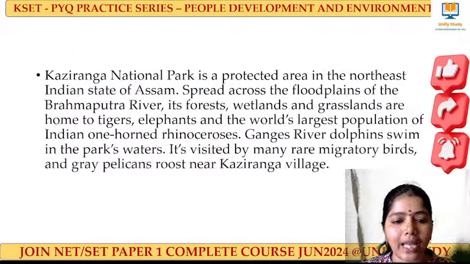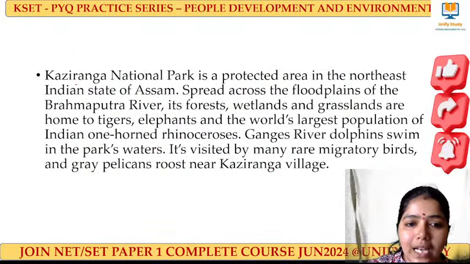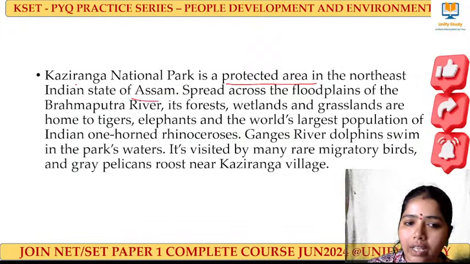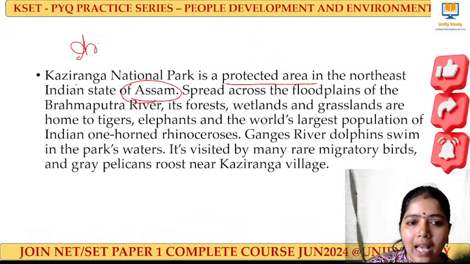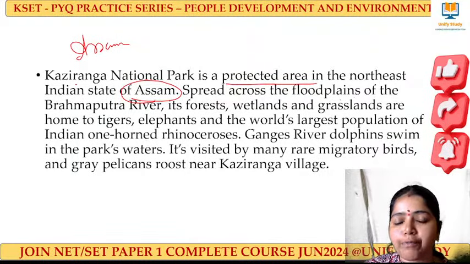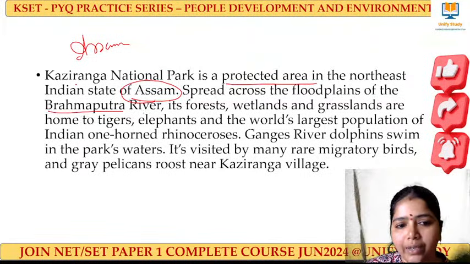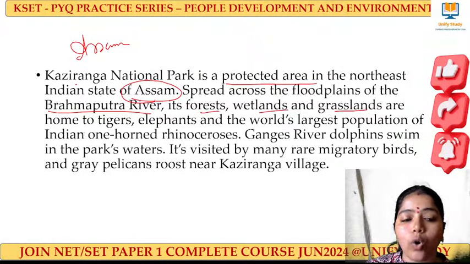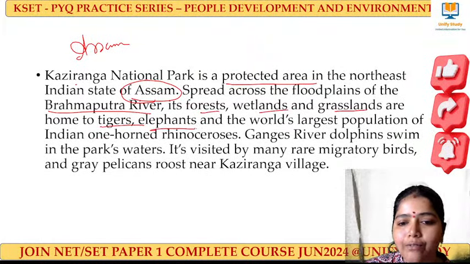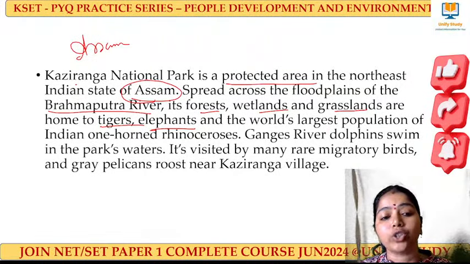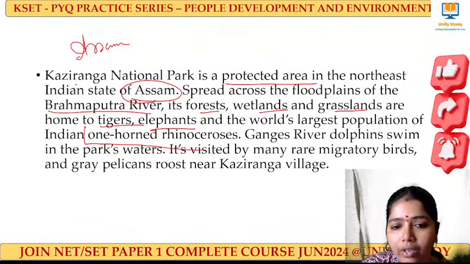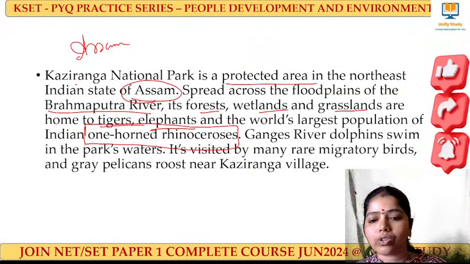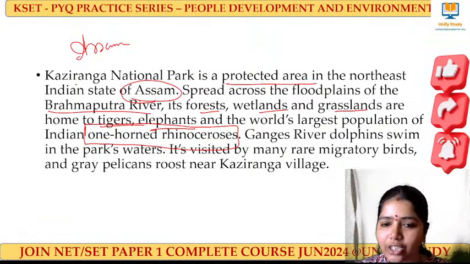It is located in Assam. Kaziranga National Park is a protected area in the northeast Indian state. Okay, it's Assam. It's spread across the floodplains of the Brahmaputra River, and the forests, wetlands and grasslands are home to tigers, elephants and the world's largest population of Indian one-horned rhinoceros. Right? Indian one-horned rhinoceros is there in Kaziranga National Park.